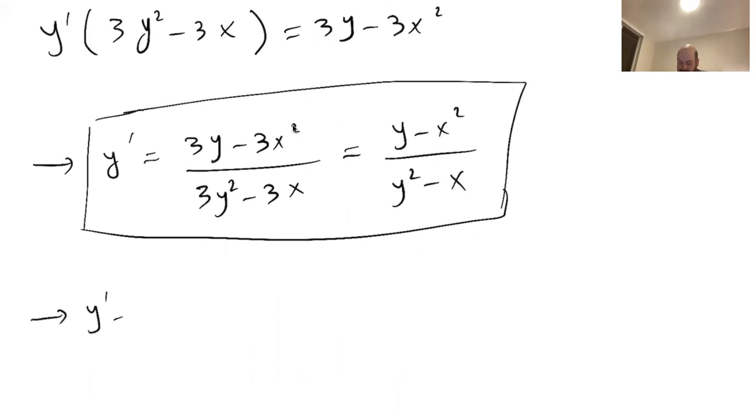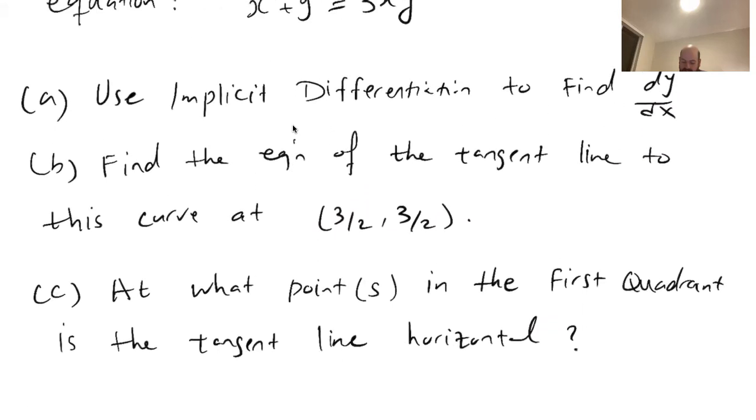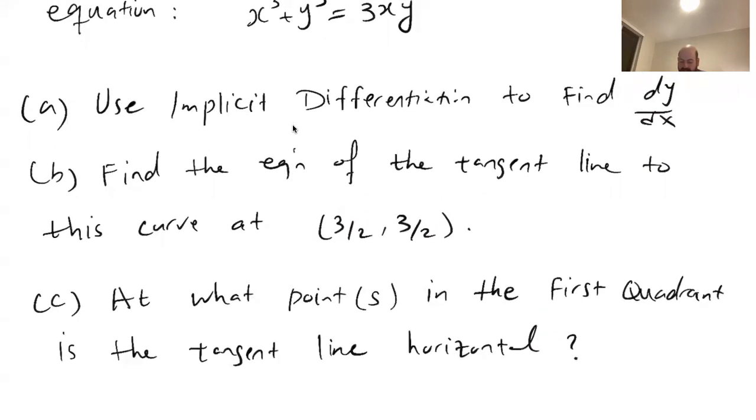So y prime equals dy/dx equals (y minus x squared) divided by (y squared minus x). So this is the answer for part A. For part B, it's very simple. The equation of the tangent line is asked at a specific point, (3/2, 3/2). Well, we know the derivative and we know the point. We can find the slope, and we also have the point. We can easily find the equation of the line.